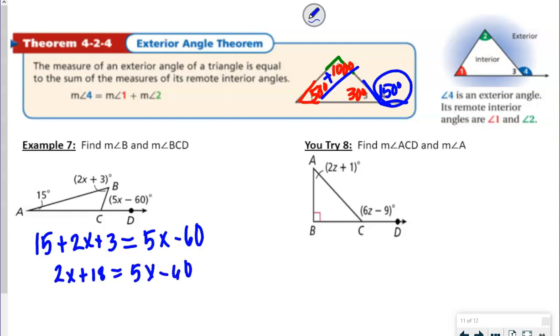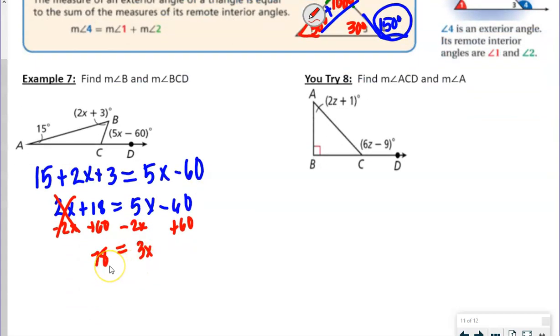So that means we're going to subtract 2x from both sides. So that gives me, over here, that's gone, right? So this gives me 3x there. And then we're going to add 60 to both sides. So that's going to give me 78. And then we're going to divide both sides by 3, aren't we? So x is going to be equal to 26. Okay?